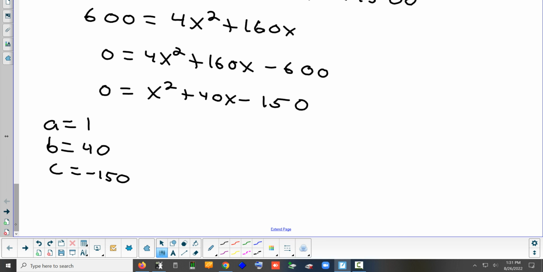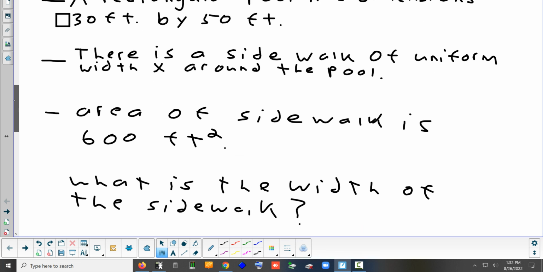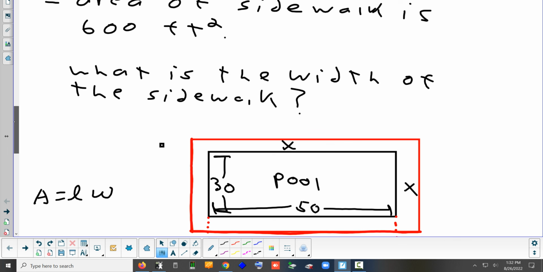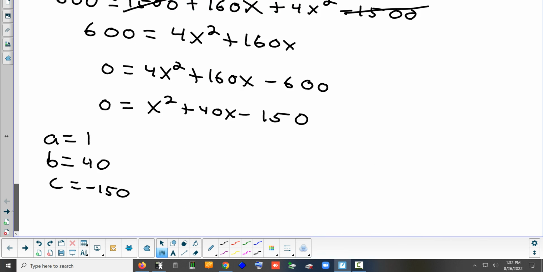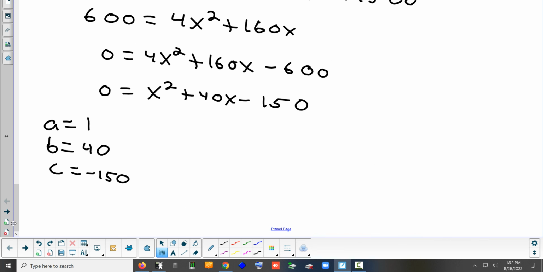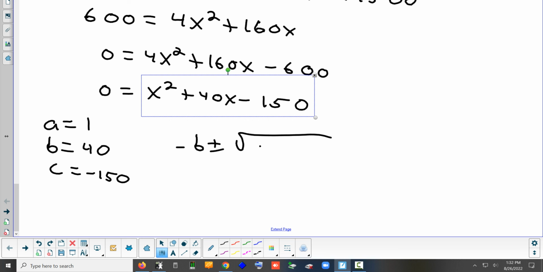This is a dumb question, but I completely blanked on what we're trying to find right now. What are we finding? The width of the sidewalk. Okay, we're solving for x. Okay, thank you. So once we solve this, we will know the width. Just a reminder, in case you don't remember the quadratic formula, not really something we spend a lot of time learning, because that's really more Algebra 1.